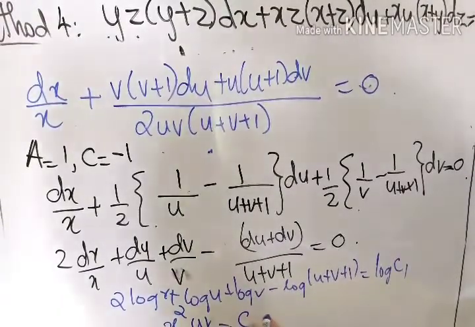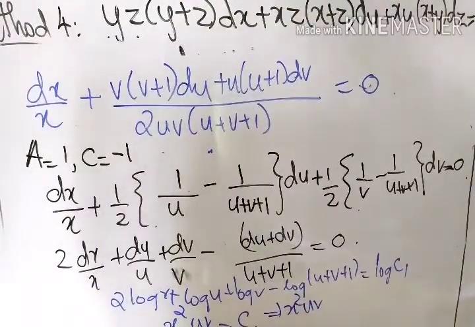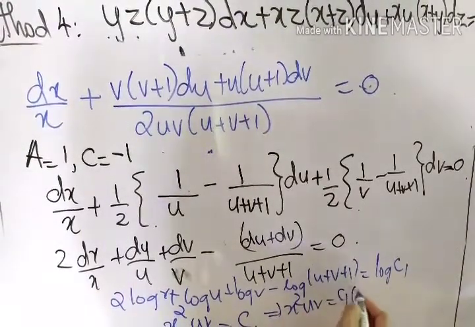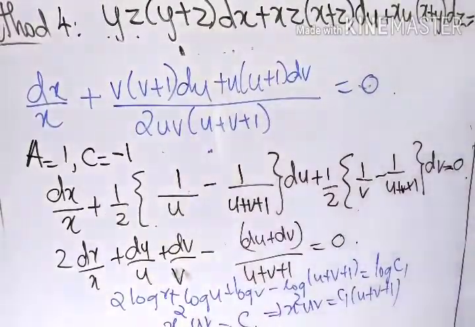Now that will be x square uv equal to c1 into u plus v plus 1. Now the solution is not over yet. You will have to replace u and v by the previous values. That is, u will be y by x. Wherever you have u you have to replace it with y by x, and for all v you will have to replace it with z by x.